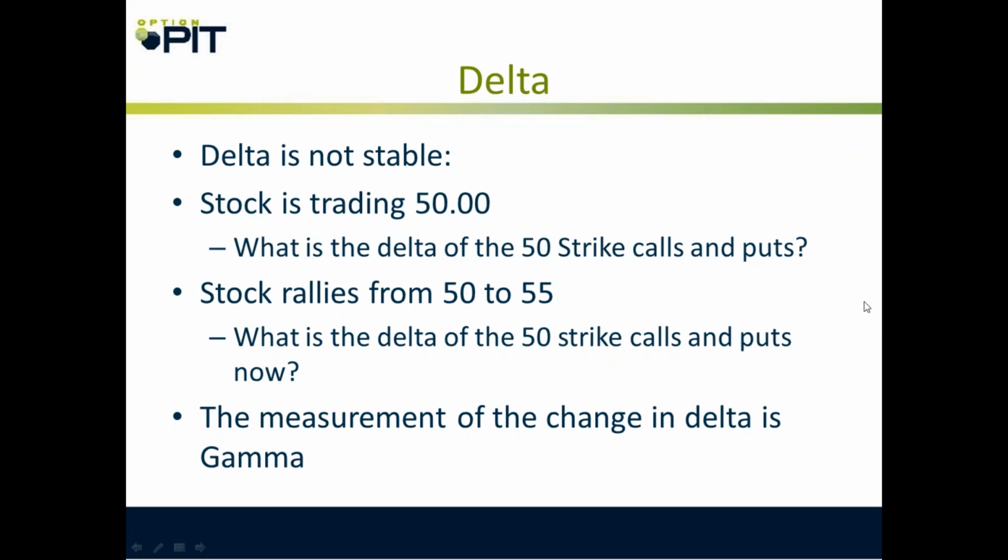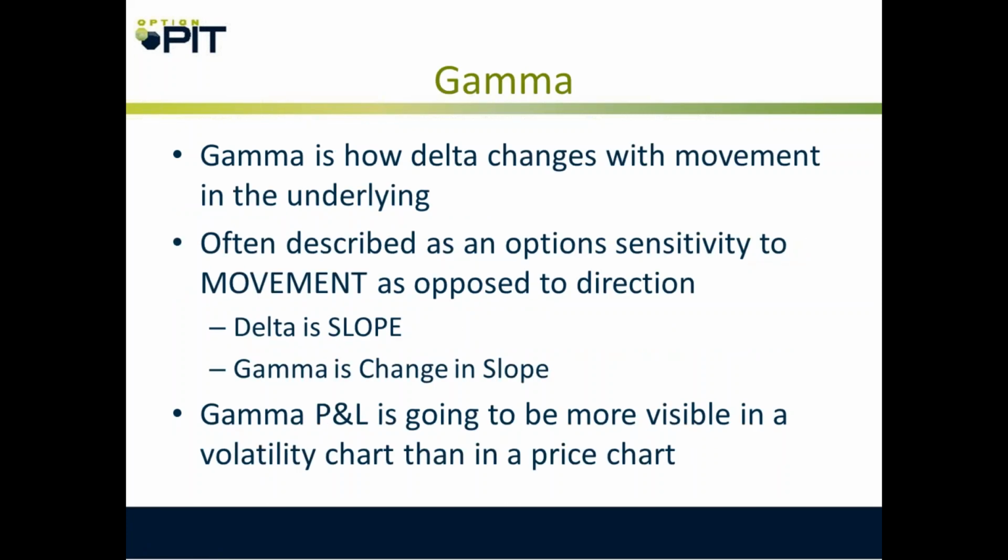But the way we measure that, and many people, if you ask this, they said, well, what's the gamma? What measures the change as the underlying goes from 50 to 55 is gamma, because delta is not constant. So gamma is how the delta changes with movement in the underlying. It's often described as an option's sensitivity to movement as opposed to direction. If you think about it, delta is slope, so delta is speed. Delta could also be called acceleration, and gamma is the change in acceleration.